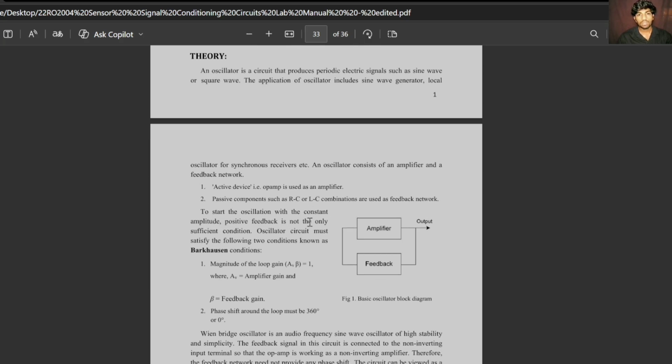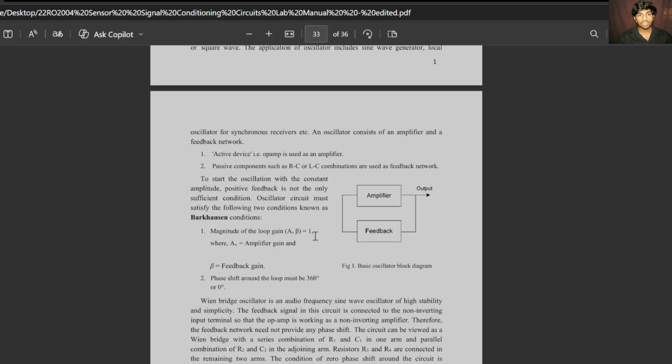To start the oscillation with constant amplitude, positive feedback is not the only sufficient condition. The oscillator circuit must satisfy the following two conditions, known as Barkhausen's conditions. That is, the magnitude of the loop gain must be 1, and second, the phase shift around the loop must be 360 or 0 degrees. So here we can see the basic block diagram.